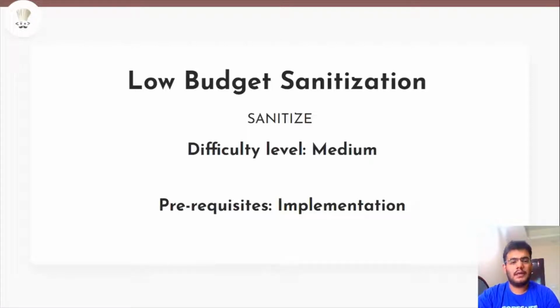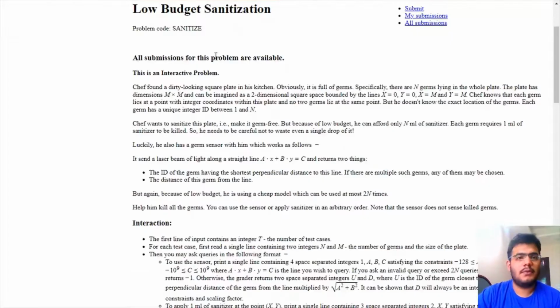Today we have the problem named Low Budget Sanitization, which is a medium level interactive problem, and it is not inclined to a particular topic. It is a general problem where the concept of linear equations and also some of the concept of geometry are required. Let's see the problem statement for Low Budget Sanitization.